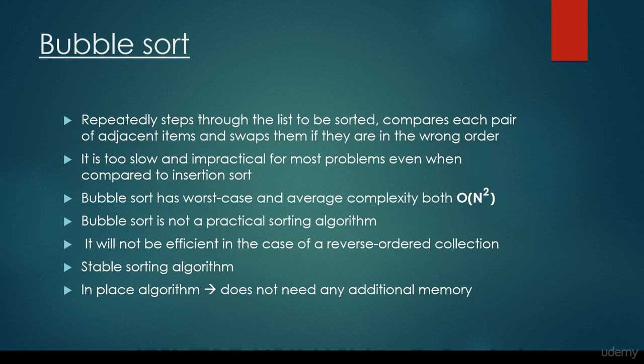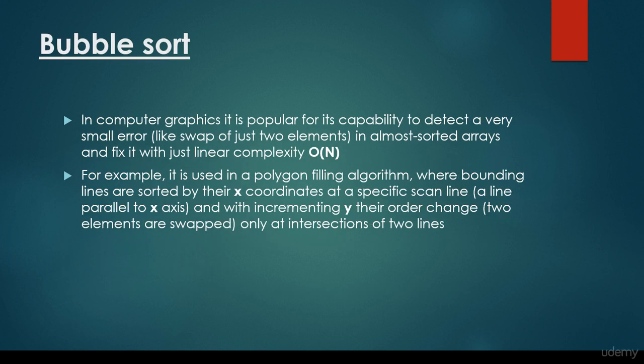Bubble sort is not a practical sorting algorithm. It won't be efficient in the case of a reverse ordered collection. But on the other hand, it is a stable sorting algorithm and it is in place, so it doesn't need any additional memory.